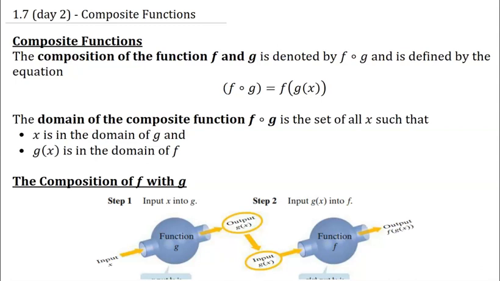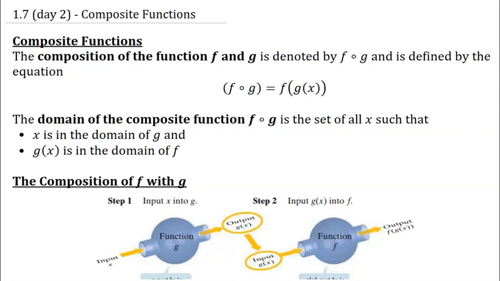The second half of 1.7 is about compositions of functions, or composite functions. What a composite function means is that we take one function and put it in as the input into another function. Now, we have done a little bit with this already, like in section 1.